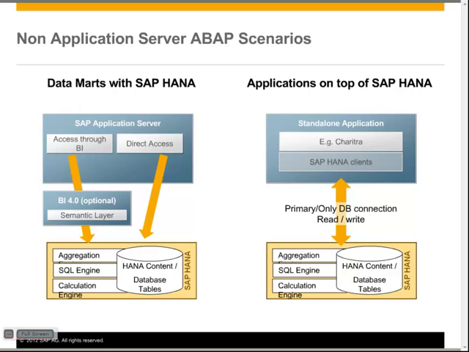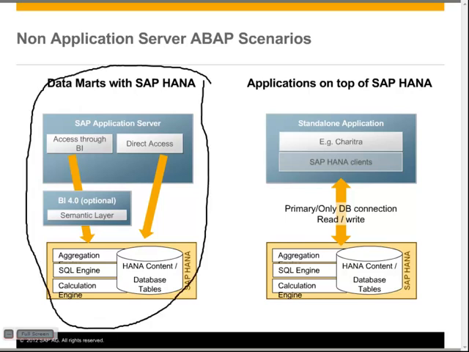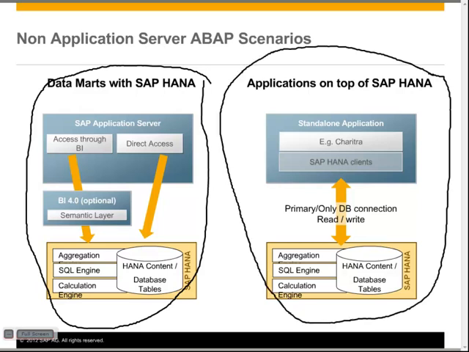We also have non-application server ABAP scenarios. Here, for example, we could have data marts with HANA. I'm going to look at this a little bit more later. Also, non-ABAP applications, standalone applications, could be run on top of HANA. Again, there it would be the primary or only database. It wouldn't be a separate server or a secondary server.